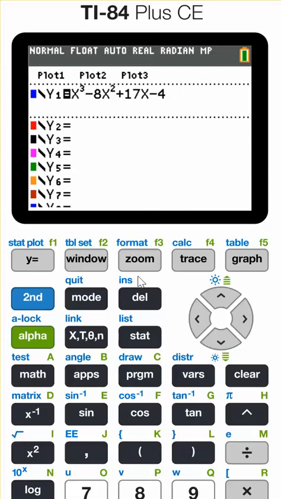And so in this problem it says for each polynomial function, use the rational zeros theorem to determine the possible zeros, then find all the zeros.